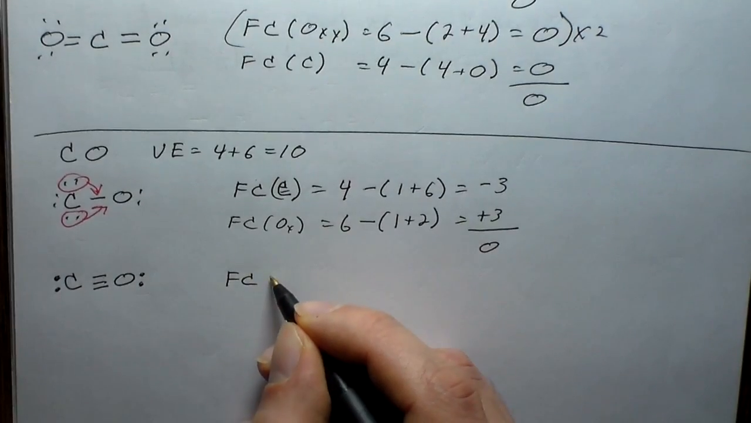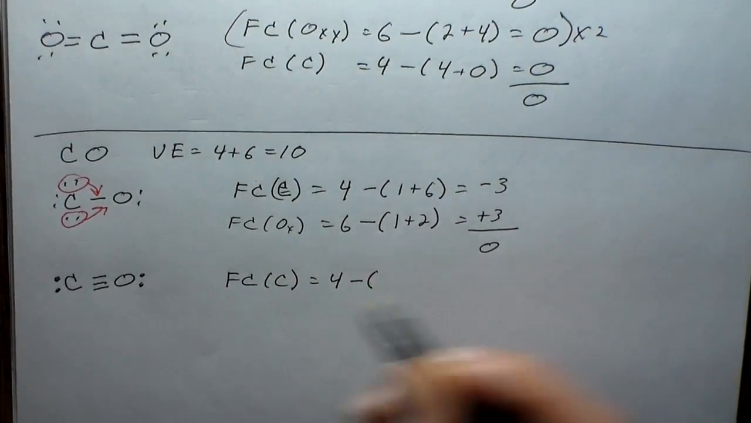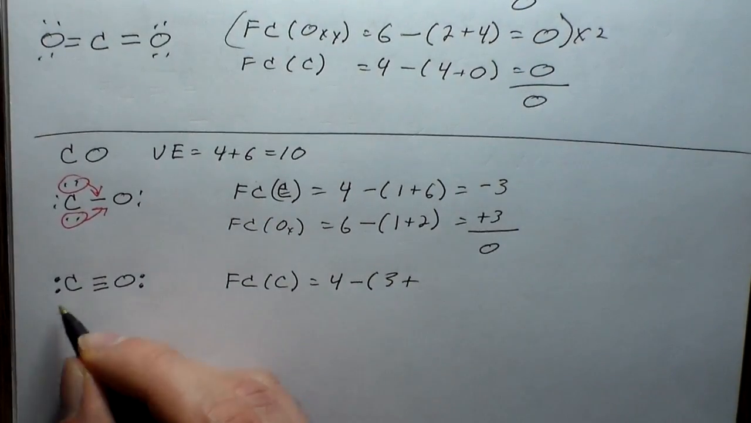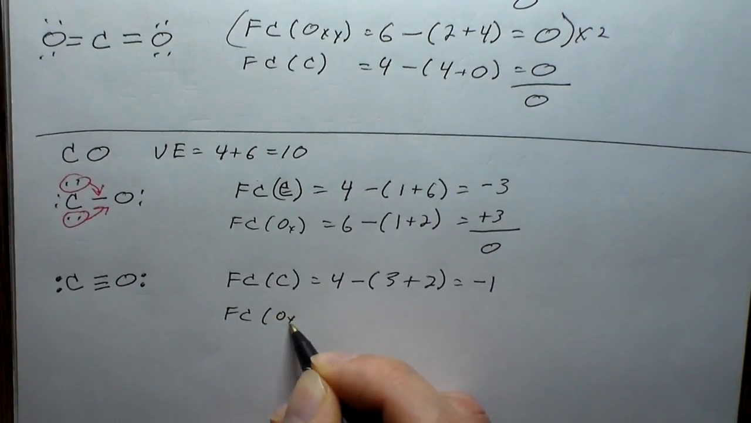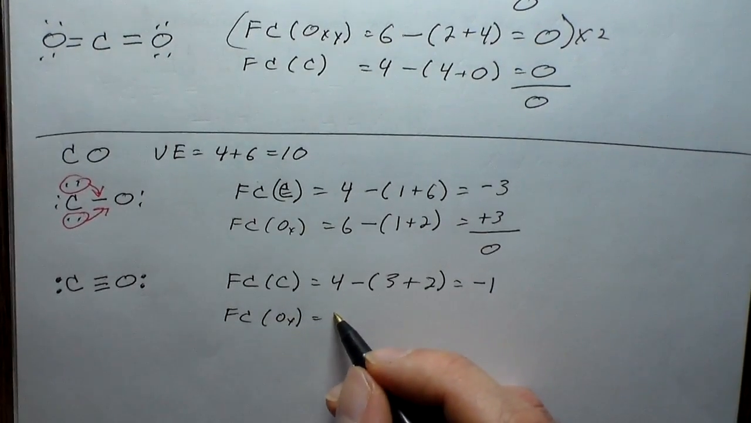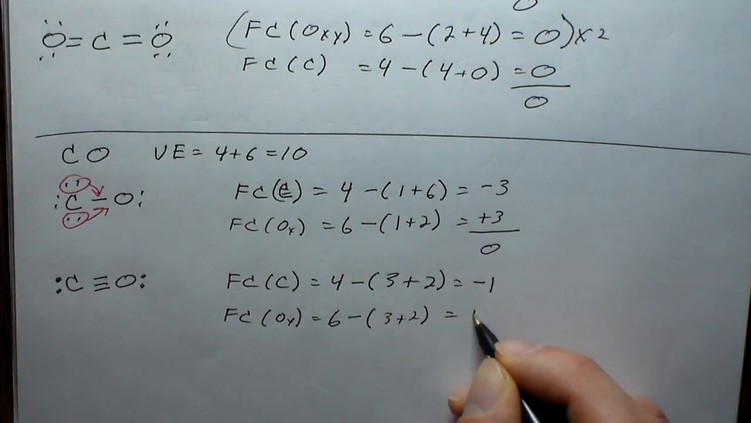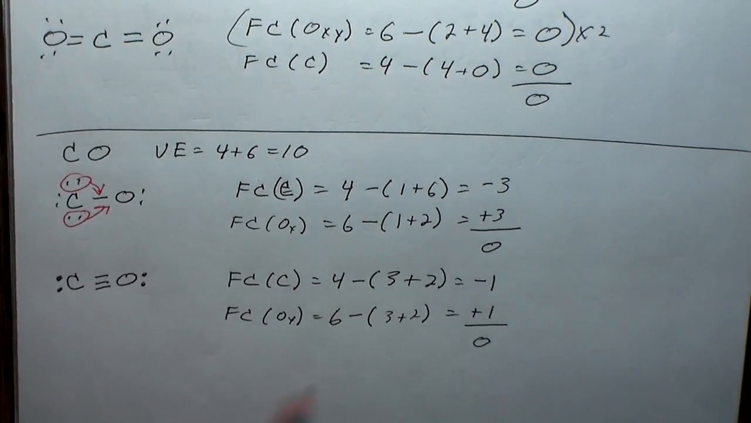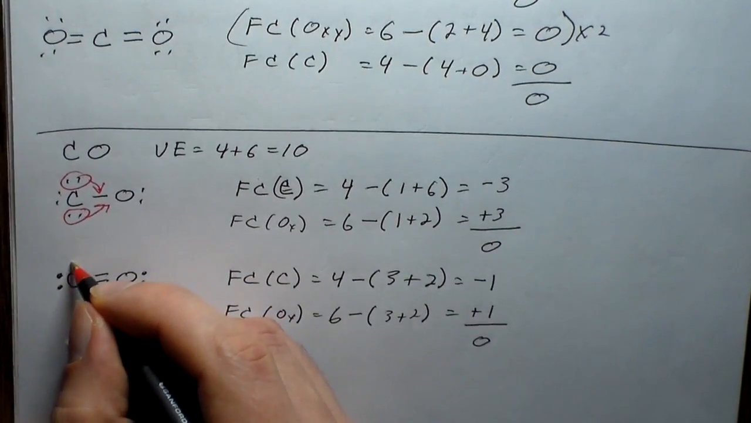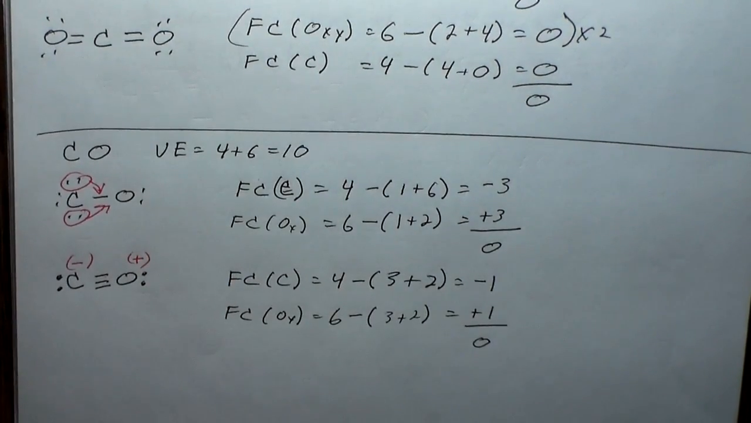So the formal charge on my carbon here is going to again be 4 valence electrons minus my lines, which is 3, plus 2 dots. So that's going to be a -1. And the formal charge on my oxygen, that's going to again be 6 valence electrons minus, there's my 3 lines and 2 dots. That's going to be a +1. And it still adds up to 0. So in reality, that's as good as we can get here. So my carbon here is going to be negatively charged, and my oxygen is going to be a little bit positively charged. And that's just the way it is.